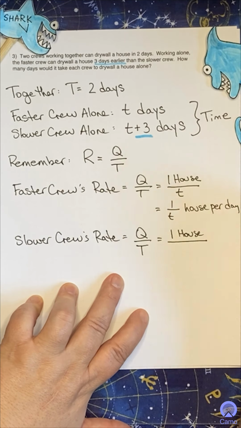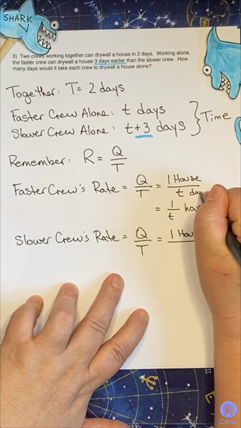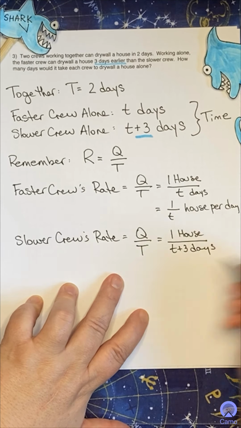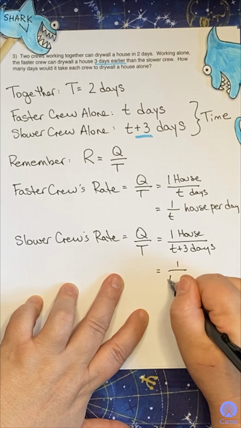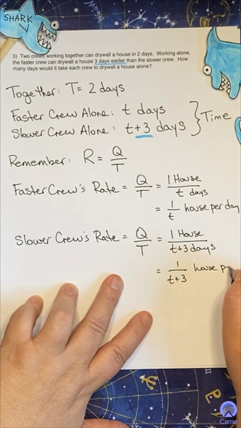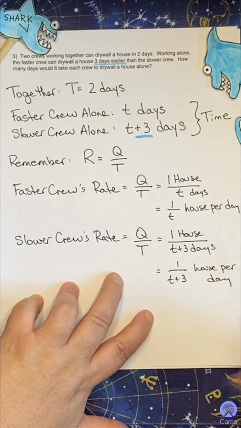So the slower crew's rate is going to be one house per, oh, you know what I didn't do? Let me write days down here. T plus 3 days. So that's 1 over T plus 3 of a house per day.